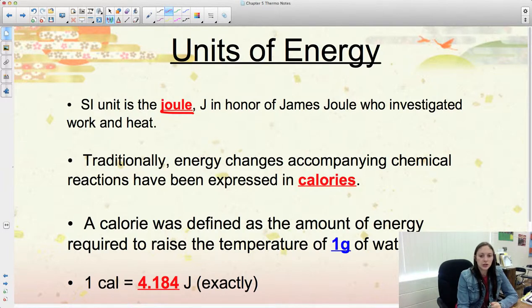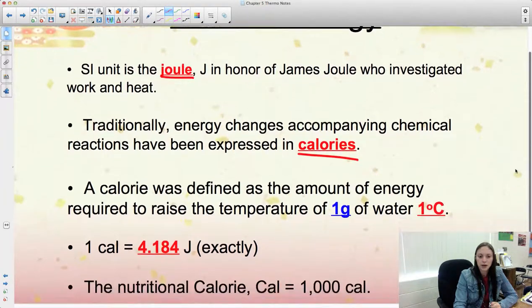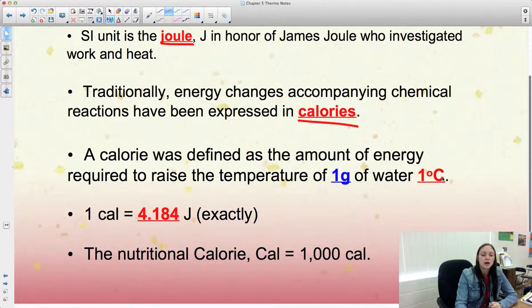Traditionally, energy changes accompanying reactions are expressed in calories, and you've got to be careful with that. That is a lowercase calorie, a lowercase c for the calories. A calorie is defined as the amount of energy required to raise the temperature of 1 gram of water 1 degree Celsius. That is a calorie. And there are 4.184 joules exactly in 1 calorie. So a calorie is just another type of unit for energy.